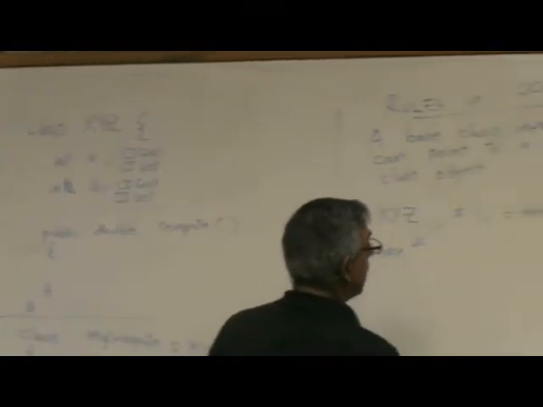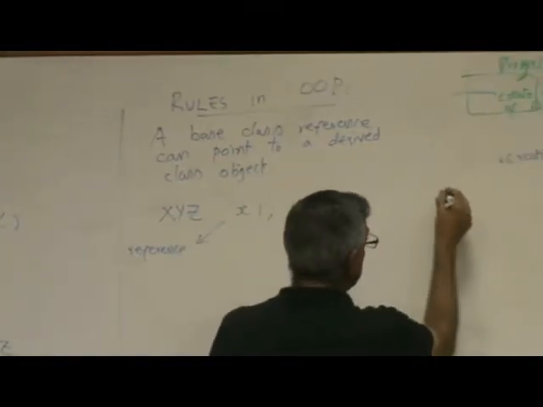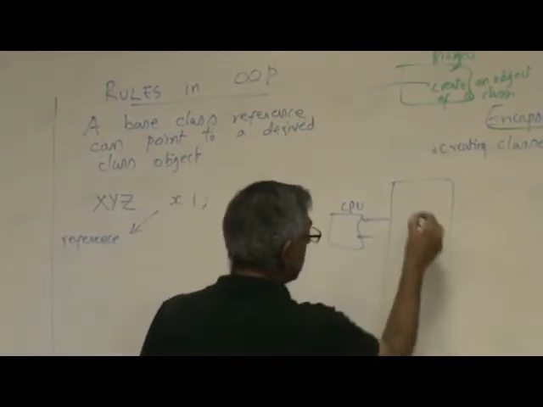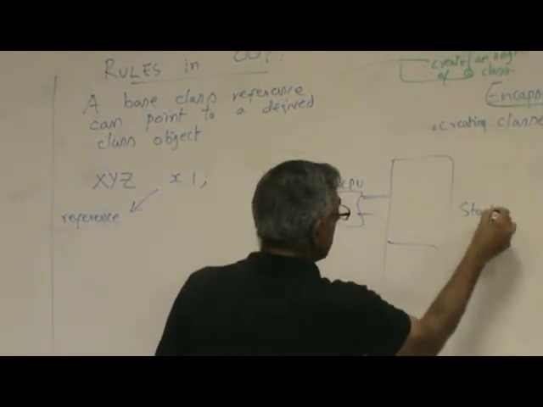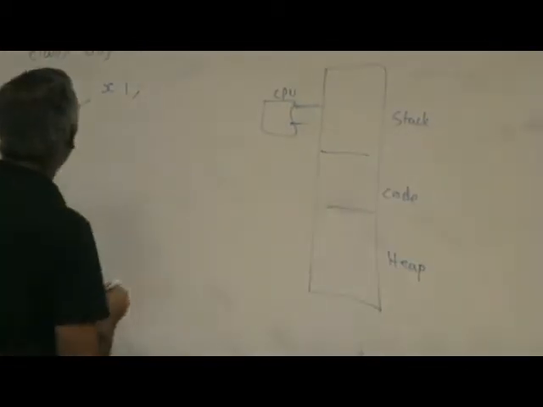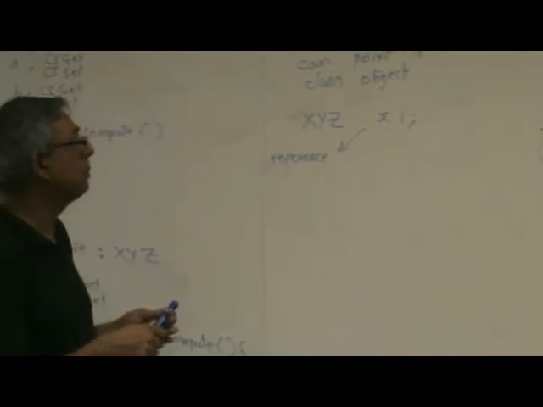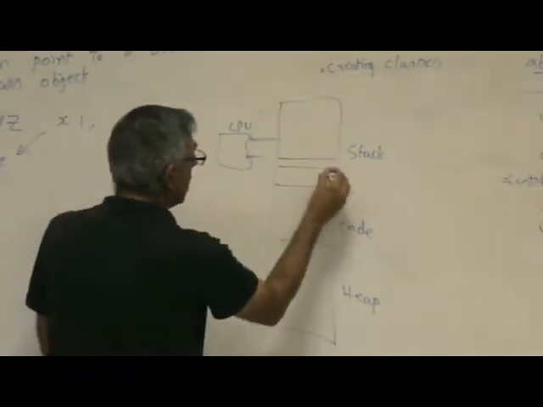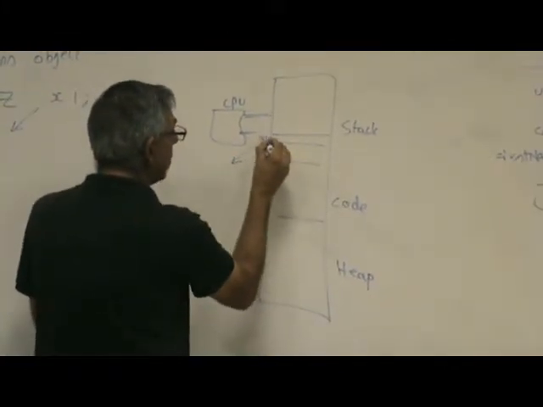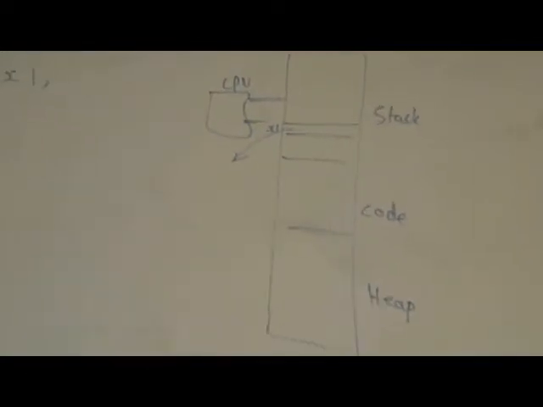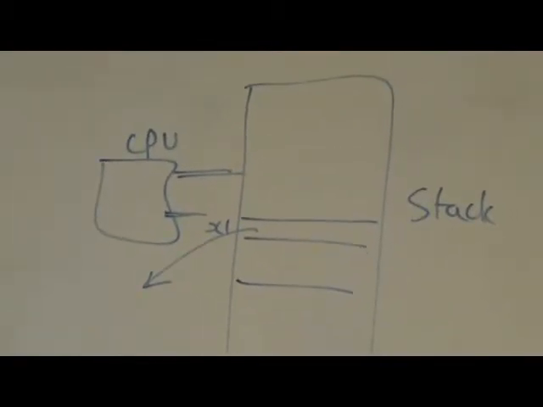If we simply say XYZ X1, what will the computer do? Let's say here's the CPU, here's the stack area, here's the code area, and here's the heap area, right? So if you don't see the new keyword, where's the memory allocated? Stack. So XYZ X1 basically will go over here and create what we call a reference x1. Think of x1 like a pointer to some area in memory, but right now it's pointing nowhere. So that's what we call a reference.